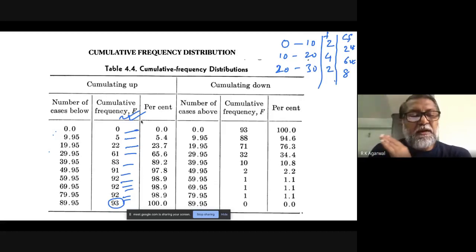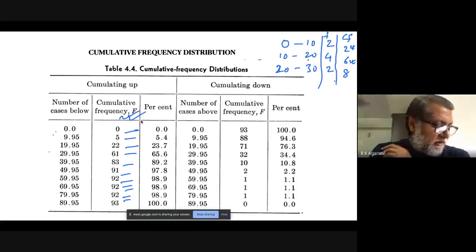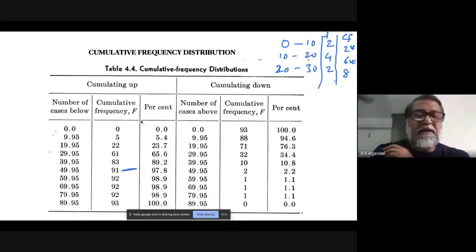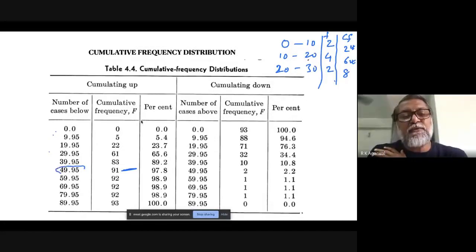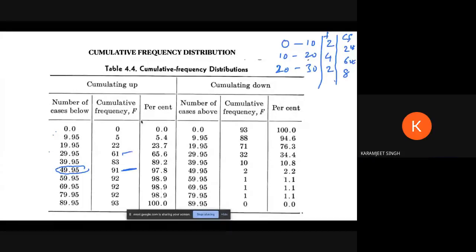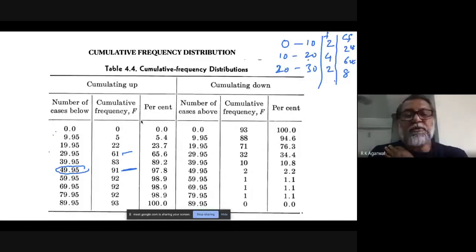All are under 90. What does 91 mean? It means that 91 frequencies are below 50. What does 61 mean? 61 frequencies are below 30.